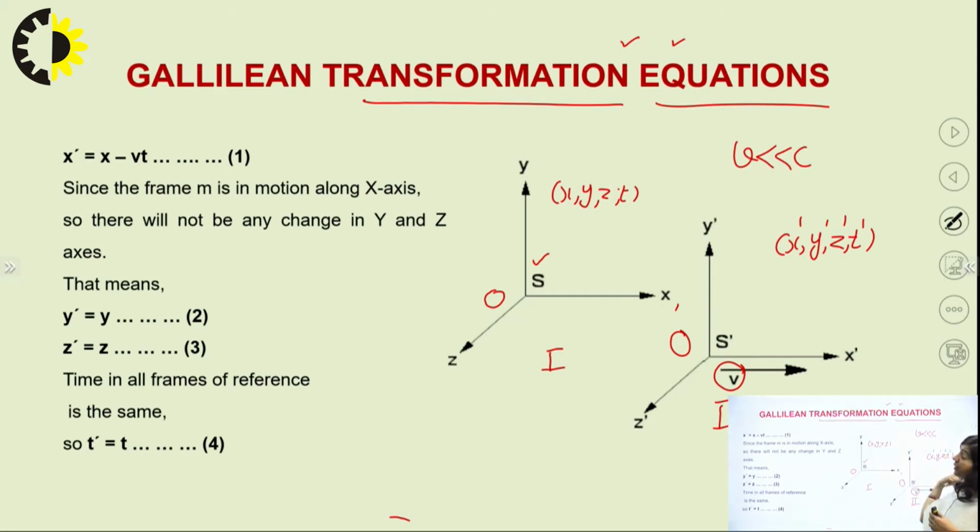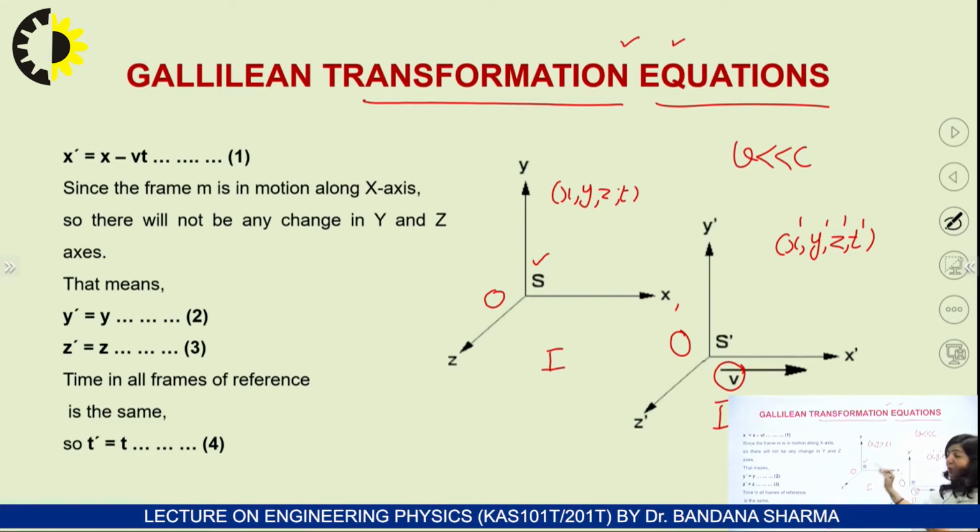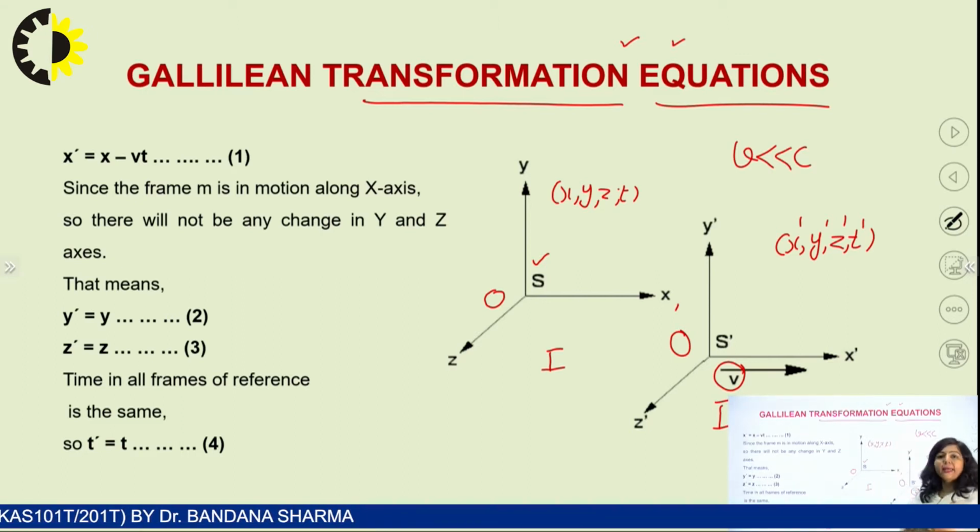As you know, there are 4 coordinates, x, y, z, and t. You have 4 different coordinates in frame S dash, x dash, y dash, z dash, and t dash. So there will be 4 equations which will transform the coordinates along the x-axis, y-axis, z-axis, and the time coordinate. One for the x-axis, one for the y-axis, one for the z-axis, and one for the time coordinate.